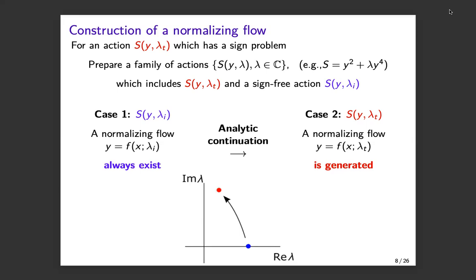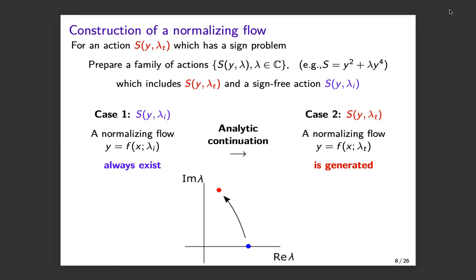For example, I can say that S equals y squared plus lambda y to the 4, where lambda can take complex values. Then in this family, I'll have both the original thing that I'm interested in, but also a sign-free action, so that e to the minus S of lambda I is positive and real valued. Then, like I said, for the normalizing flow case, when there is a sign-free action, a normalizing flow always exists. So there is always a map from this e to the minus S to the Gaussian distribution.